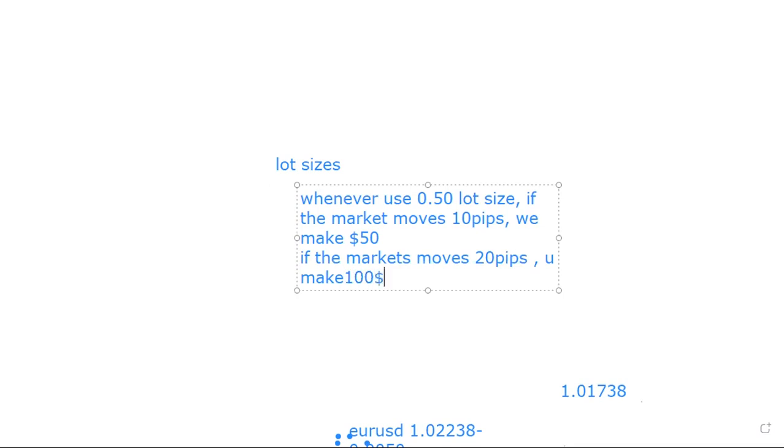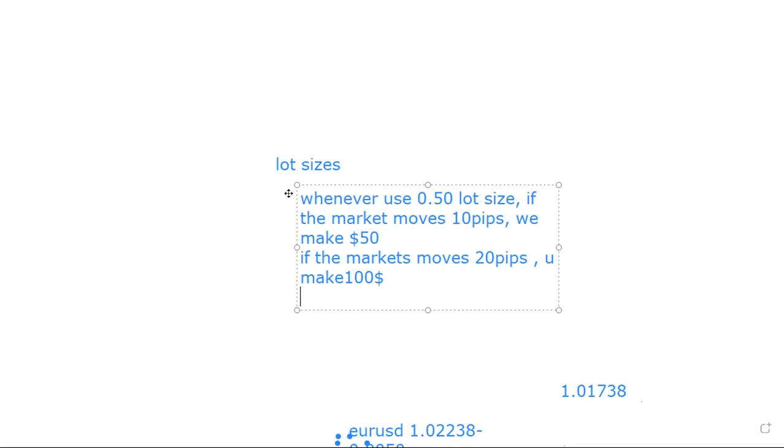Some people are like, this money is sweet, let me go and use 0.50, so I just go for 20 pips and I've made $100. Good. If the market moves 30 pips, how many dollars do you make? $150. If it does 40 pips, $200. If it does 50 pips, $250. So let's say you had a balance of $500 and you put a 50 pips stop loss and it hit your 50 pips stop loss. It means you've just lost $250 out of $500. True or true? Will it pay you? Yes or no?